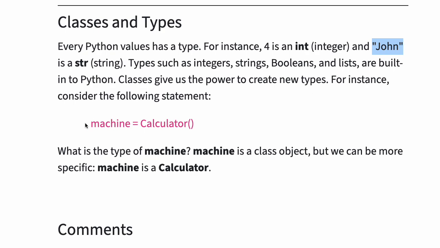For instance, consider this statement. What is the type of machine? Machine is a class object, but we can be more specific. Machine is a Calculator.